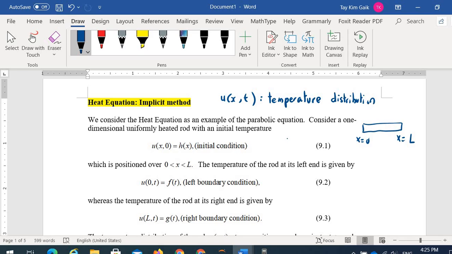So we have the given t = 0, which is what we call the initial condition. The temperature of the rod is given by the function h(x), and we have two boundaries at the two sides of the rod. The left boundary condition, where x equals 0, is given by the function f(t), and at the right end, U(L,t) is the right boundary condition, given by the function g(t).